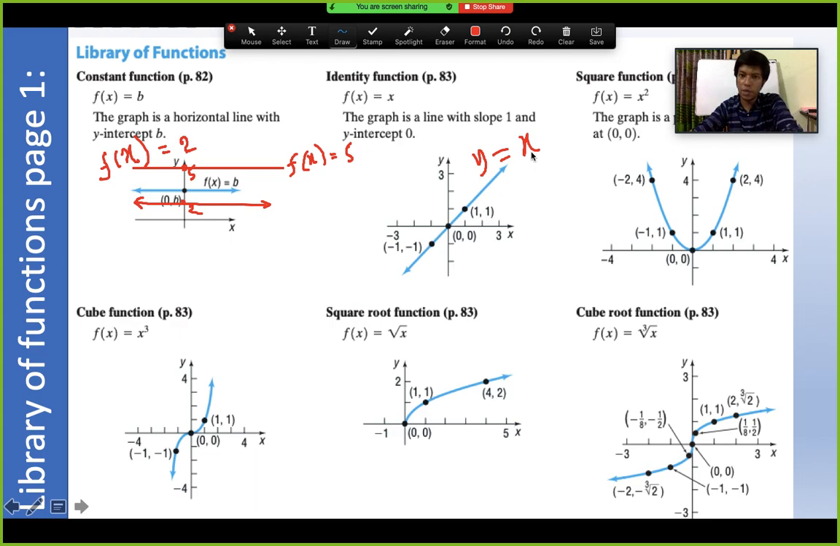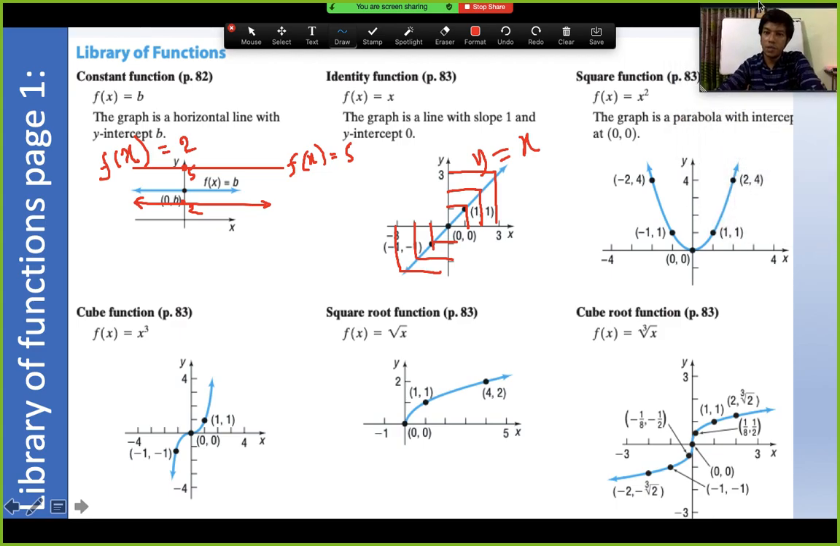Why is the line like this? Because if you put x equals 1, you get y equals 1. If you put x equals 2, you get y equals 2. If you put x equals 3, you get y equals 3. So basically you are getting the same value for x and y. And if you put x equals minus 1, you get y equals minus 1. If you put x equals minus 2, you get y equals minus 2. On this side, you put x equals 1, y equals 1; x equals 2, y equals 2; x equals 3, y equals 3. If you put minus 1, you get minus 1; minus 2, you get minus 2; minus 3, you get minus 3. So basically your graph is like this. This is the identity function.